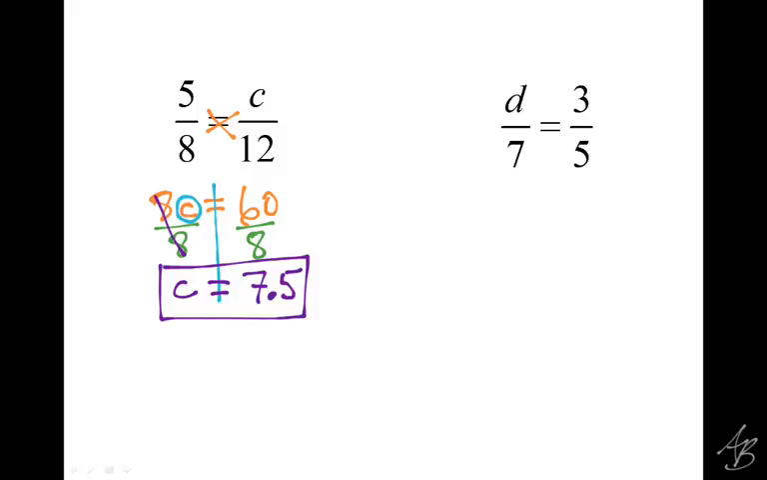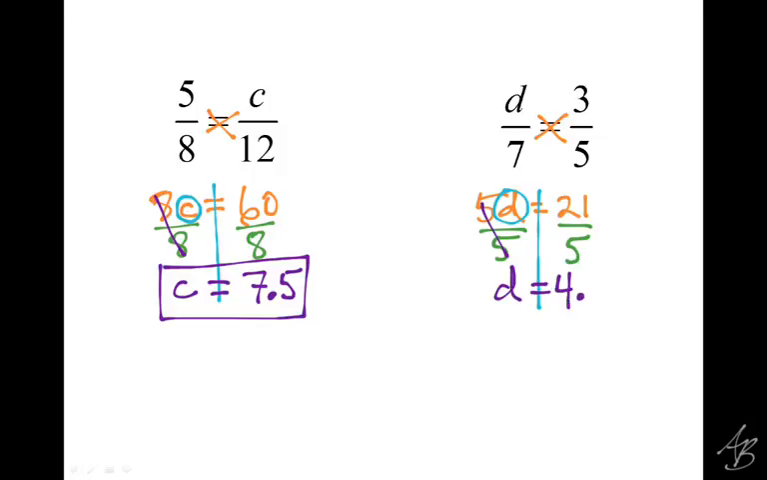How about the next one? We cross multiply here and get 5D equals 21. Circle the D, draw the line, divide by 5. 21 divided by 5 gives us 4.2. So again, do we need to round this? No. So even though the directions say round to the nearest thousandth, we didn't have to do any rounding here because none of them went out to the thousandth place or beyond the thousandth place.